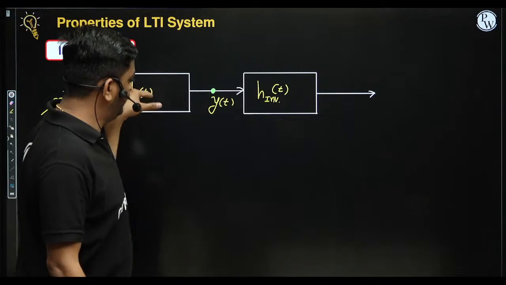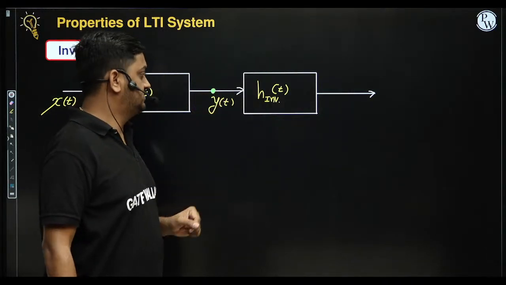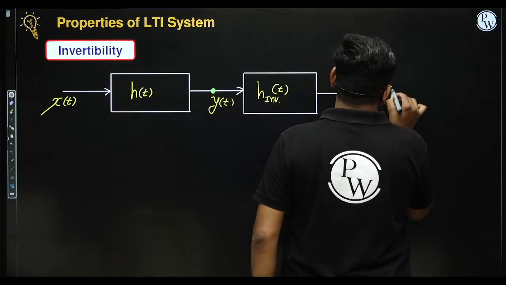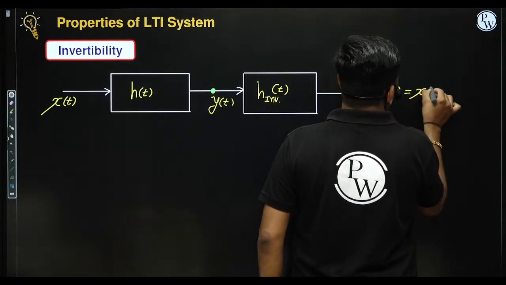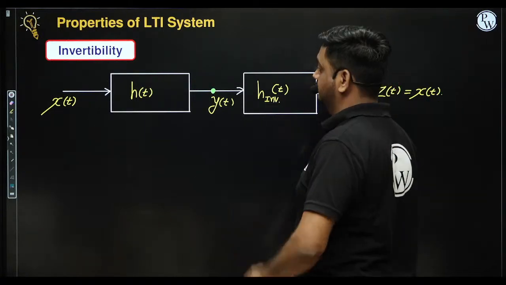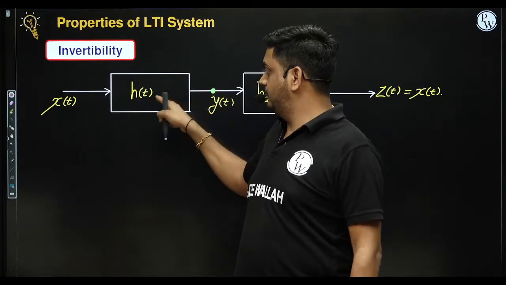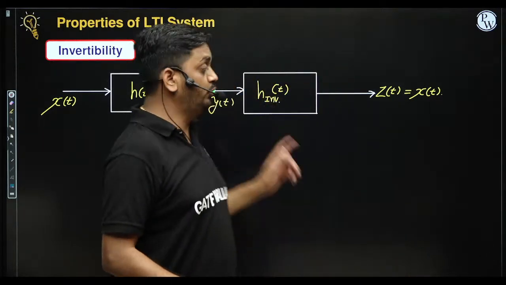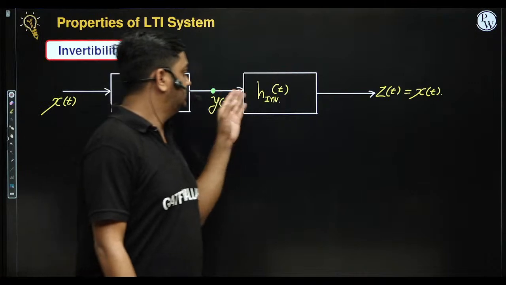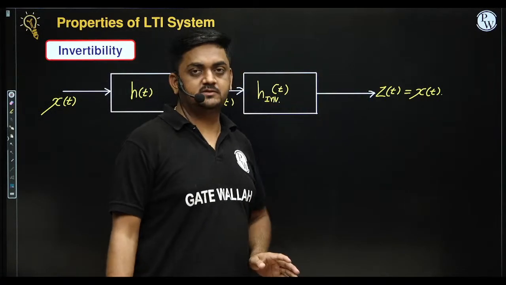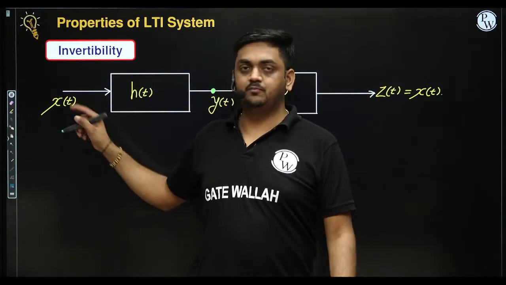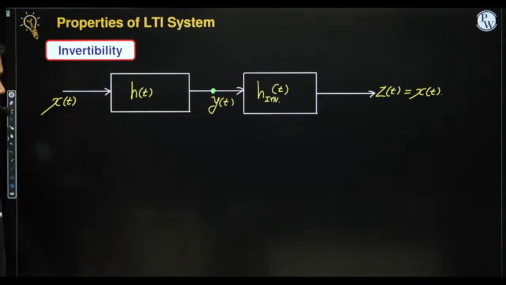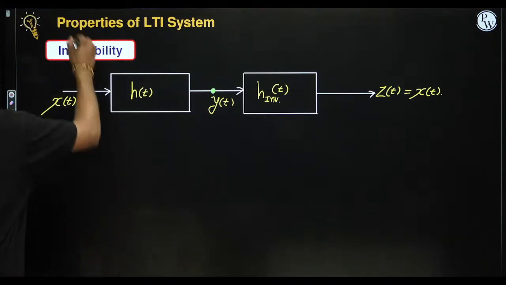If you provide the output of the first system to its inverse system, then the output of the inverse system is nothing but x of t only, if it is an invertible system. If this is an invertible system and you provide the output of this system to its inverse system, then the output of the inverse system is nothing but the input x of t. Then and only then we can say it is an invertible system. Okay, fine.